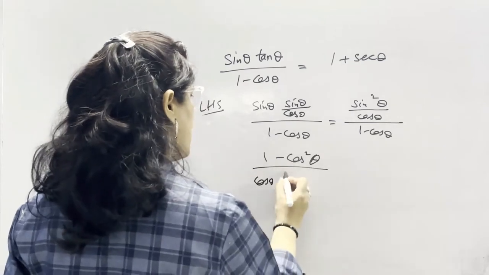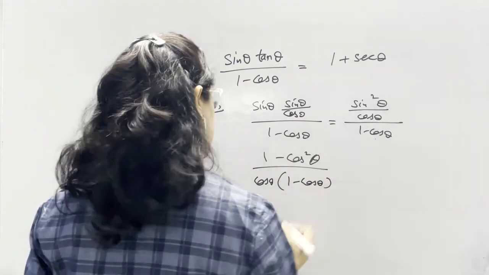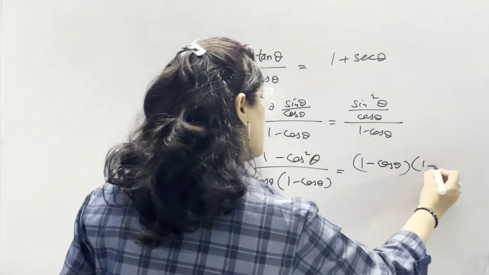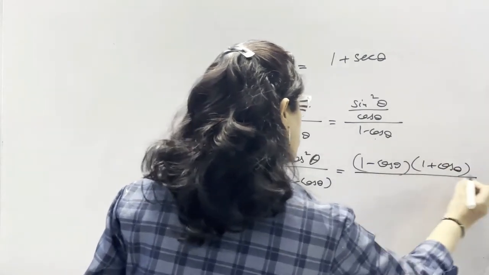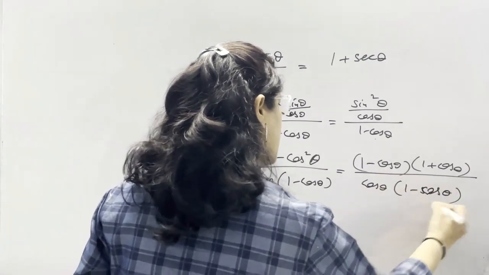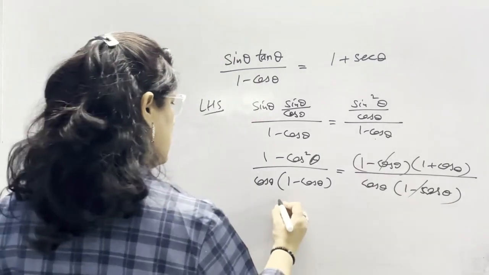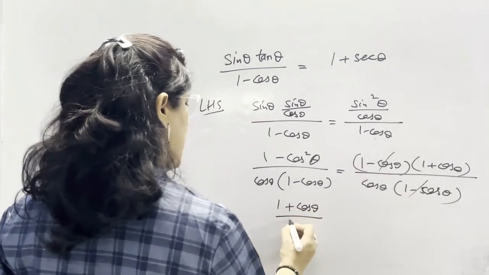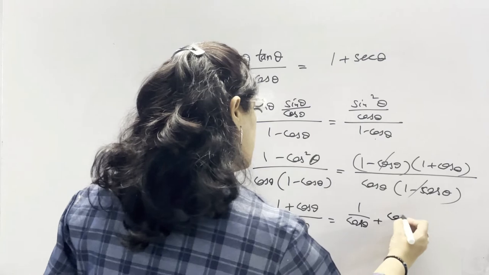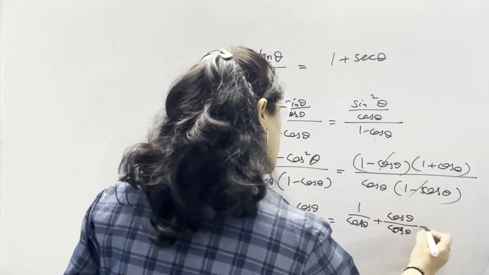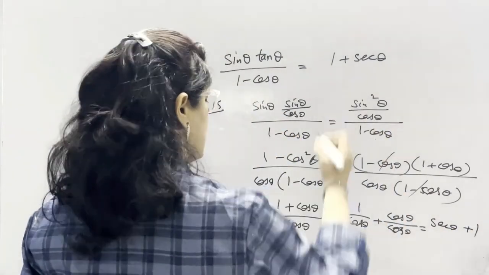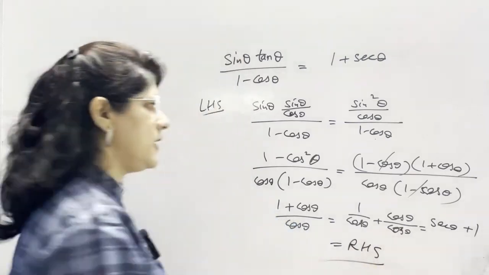And cos theta in the denominator and 1 minus cos theta in the denominator. 1 minus cos square theta we can write as (1 minus cos theta)(1 plus cos theta), A minus B, A plus B. Then cos theta, 1 minus cos theta. Now 1 minus cos theta cancels, then 1 plus cos theta and cos theta. Now we can separate them, 1 upon cos theta and then cos theta upon cos theta. It means 1 upon cos is sec theta and cos upon cos is 1. Sec theta plus 1. This is our right hand side and hence proved.